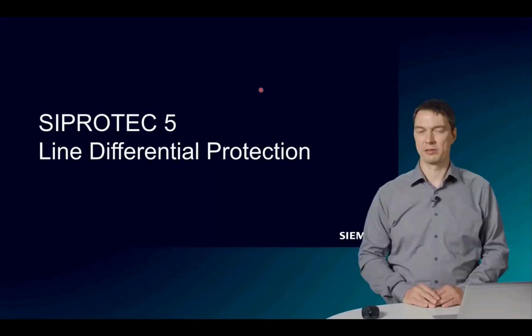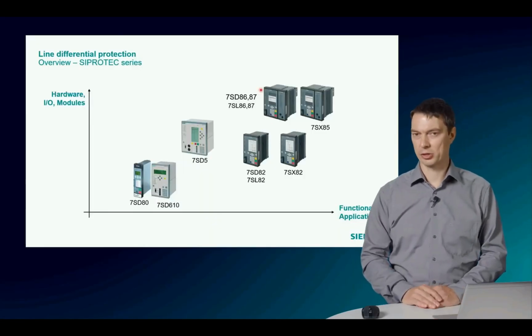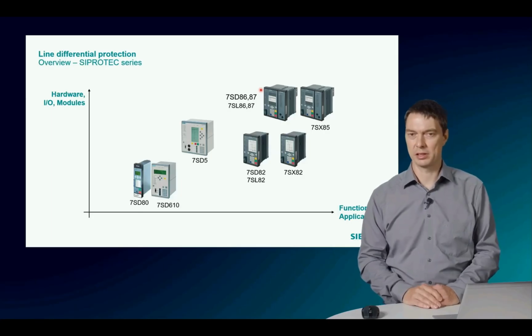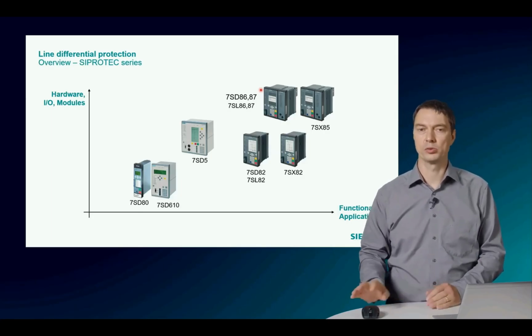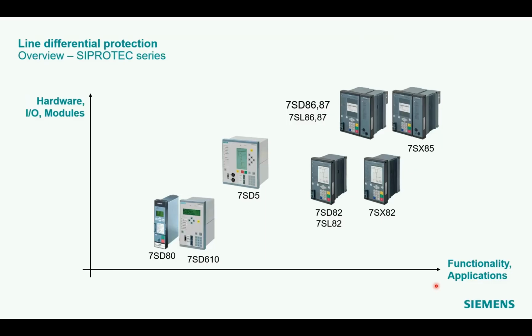Let's have a look at the Z-Protect 5 line differential protection. In this graph, I tried to place the different Z-Protect devices regarding their hardware, IOs, and modules over the functionality for the applications. At the lower end, you will find the Z-Protect 4 compact device 7SD80 and the Z-Protect device 7SD610. The Z-Protect 7SD5 provides more IOs, but can also be used for multi-ended line differential protection and optional backup distance protection.